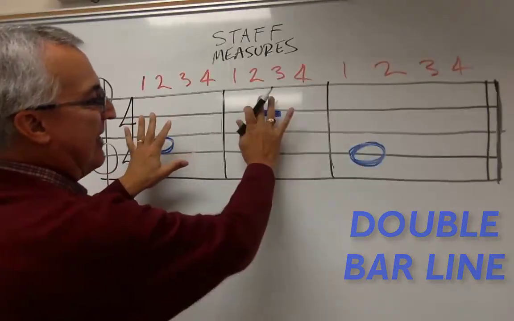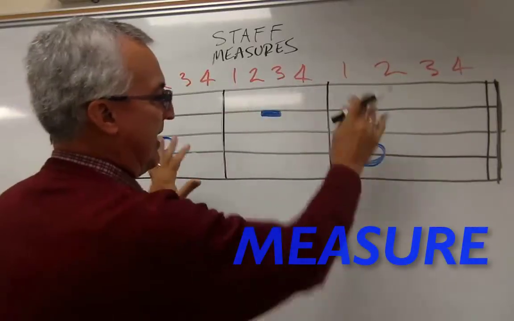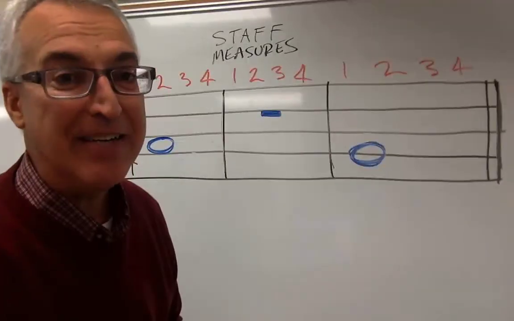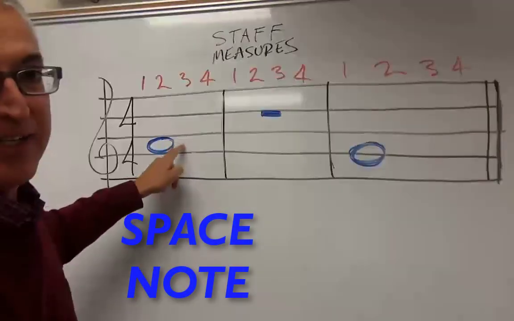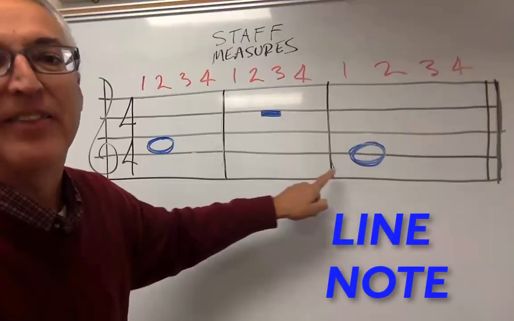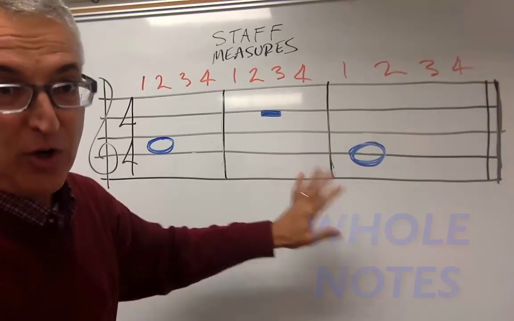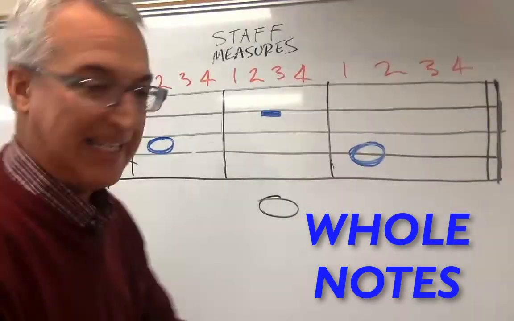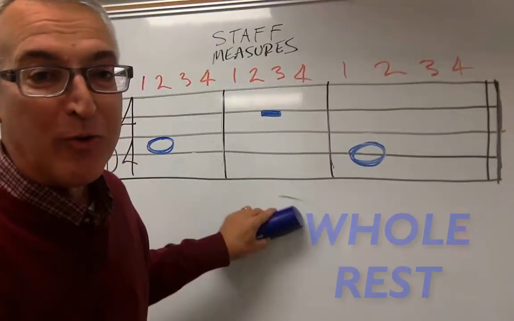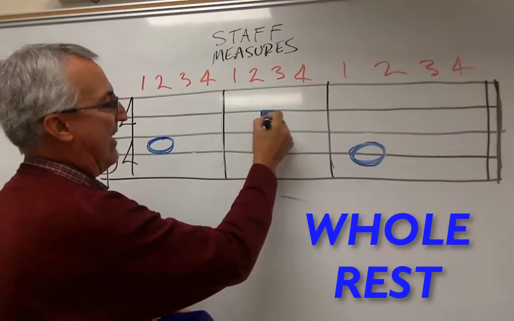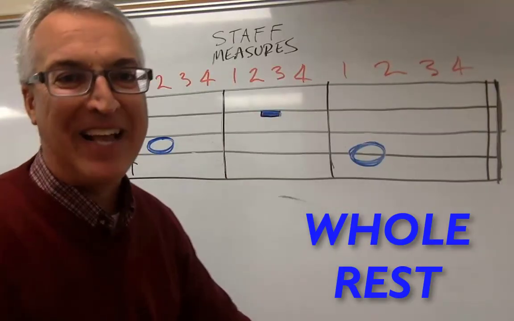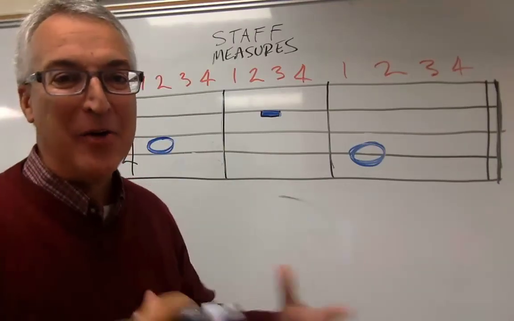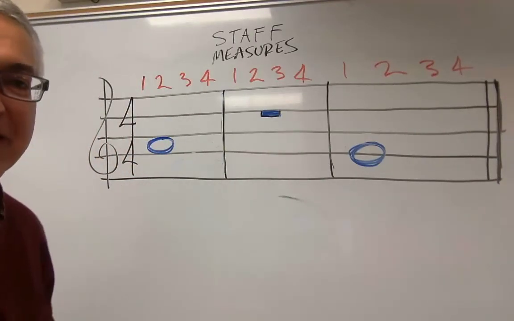Here I have 3 sections: measure, measure, measure. So a measure is a section of a song, and notes can be either on a space like this note, or they can be on a line like this note. And those are whole notes because they're a plain circle. A plain circle means to blow for 4 beats, that's a whole note. And a whole rest is a rectangle that hangs below the 4th line, and that means to rest for 4 beats.